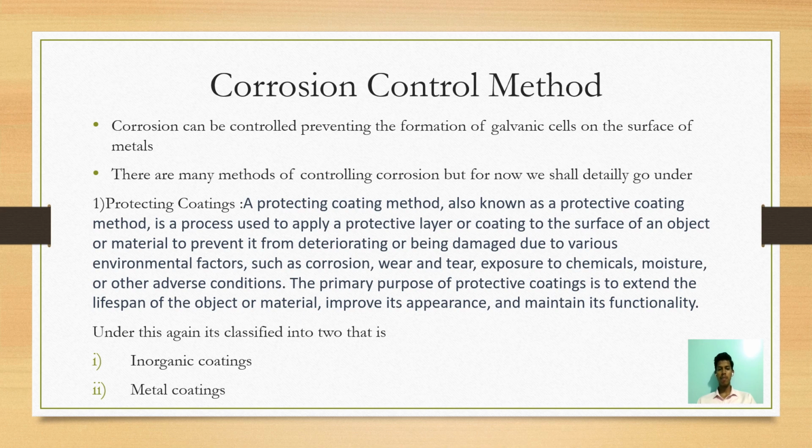A protective coating method is also called giving a protective layer to the surface of an object to prevent it from deteriorating or being damaged due to various factors such as corrosion. The primary purpose of protective coatings is to extend the lifespan of an object or a material, improve its appearance and maintain its functionality. Under this, again, it's classified into two types, that is, inorganic coatings and metal coatings.